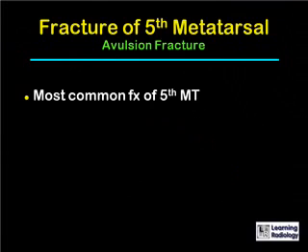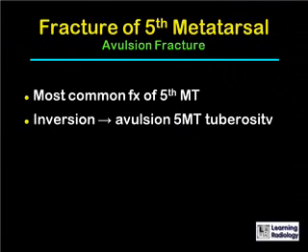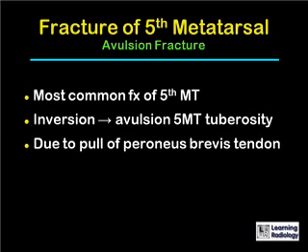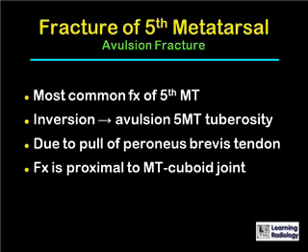Avulsion fractures of the fifth metatarsal are the most common fractures of the fifth metatarsal. They're usually due to inversion injuries, which lead to avulsion of the fifth metatarsal tuberosity. They're due to a pull of the peroneus brevis tendon. The fracture is usually proximal to the metatarsal cuboid joint, and these kinds of fractures tend to heal quickly.